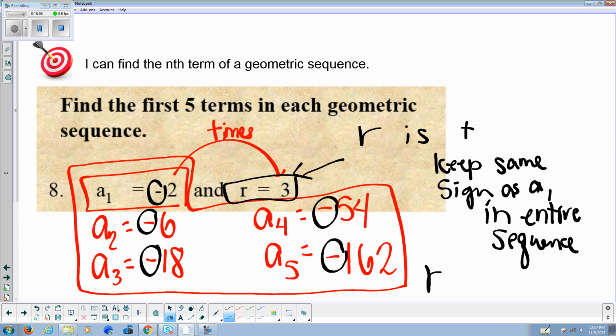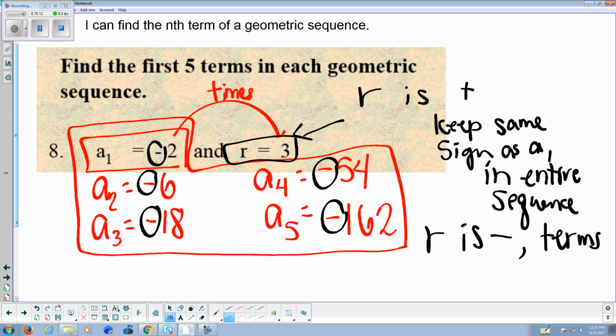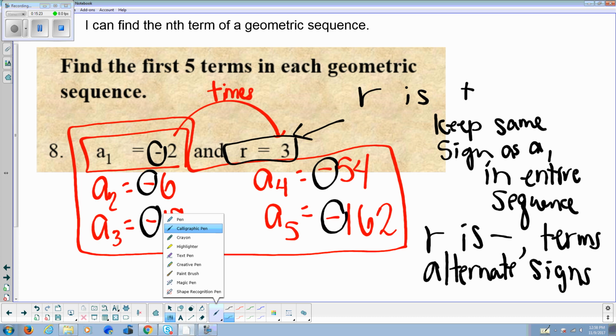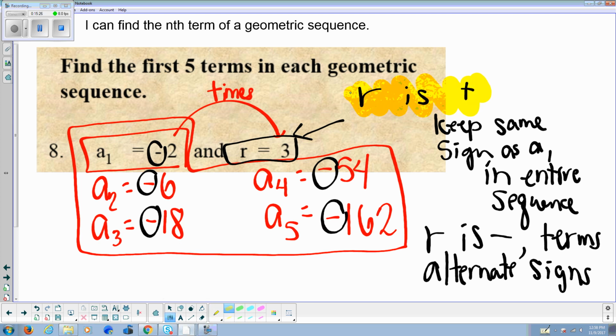Whereas when R is negative, the terms alternate signs. From positive to negative to positive to negative to positive to negative. So that's big stuff to understand. So if R is positive, common ratio is positive, you're going to keep the same sign as A1 through the entire sequence. If R is negative, then the terms are going to alternate signs back and forth.